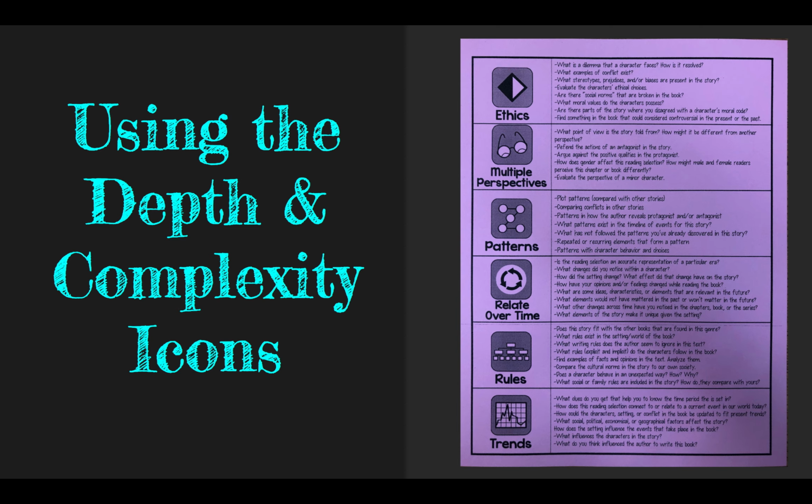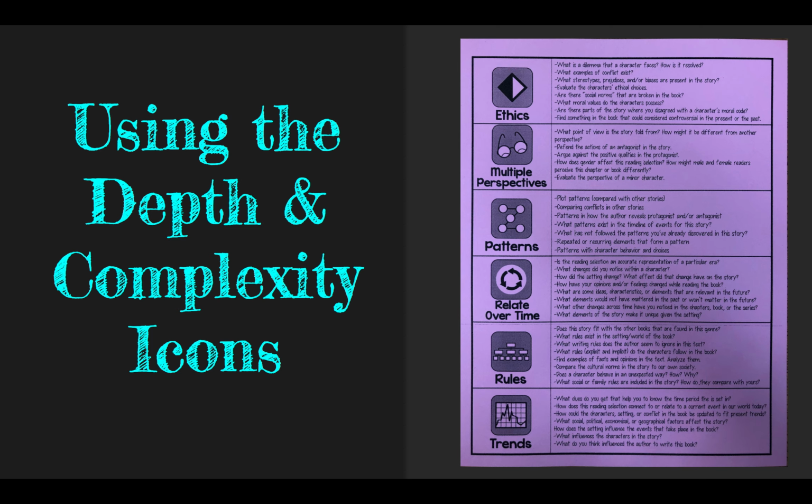Although all of these questions are geared towards literature, that is fiction, these are not the thinking stems that you would use if you were reading informational text. So using the depth and complexity icons in your reader's workshop time to think about your book and to then jot can be a very useful tool to just looking at the book from a different perspective or through a different lens.